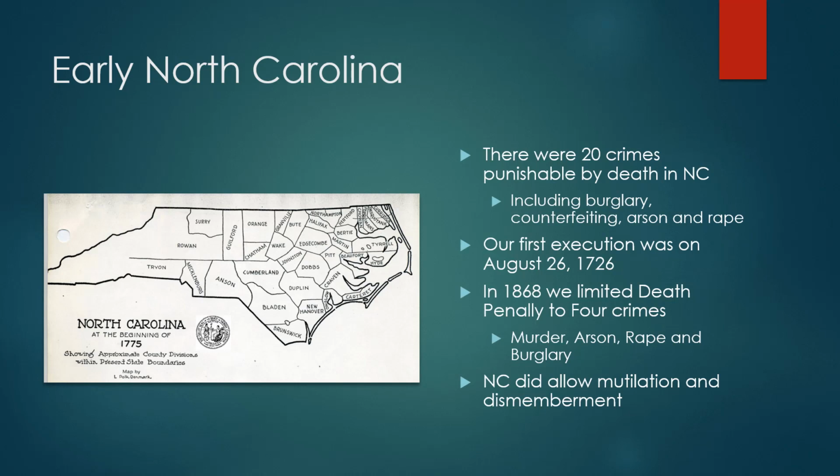North Carolina did also allow mutilation and dismemberment. We could look at some of the slave codes, both in North Carolina and other places, and it was fairly common to mark or crop slaves who ran away or were disobedient if they weren't killed.